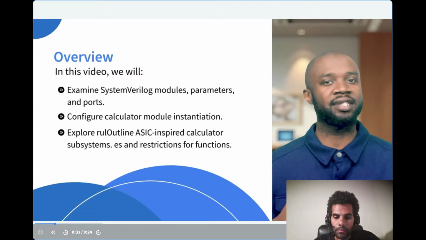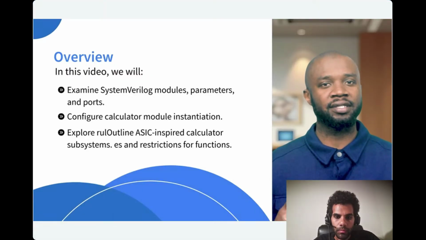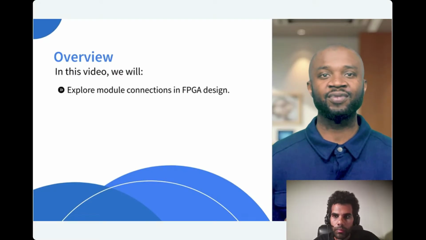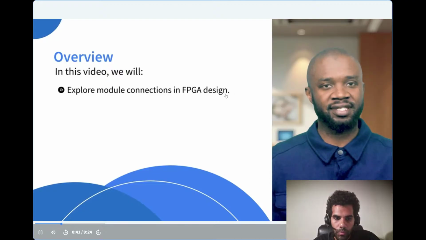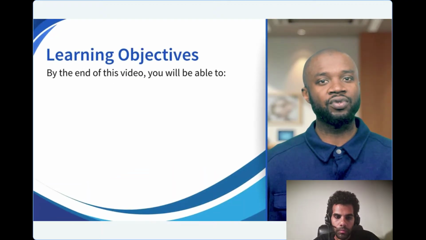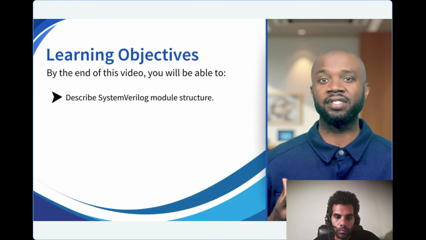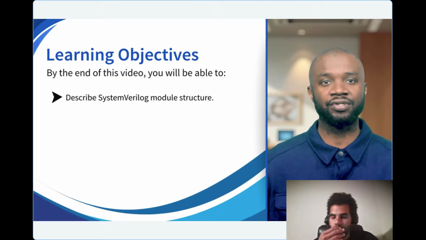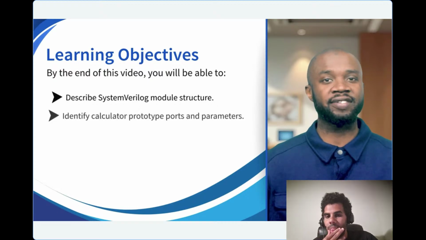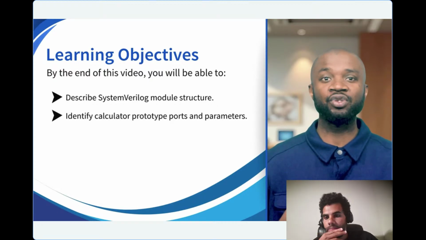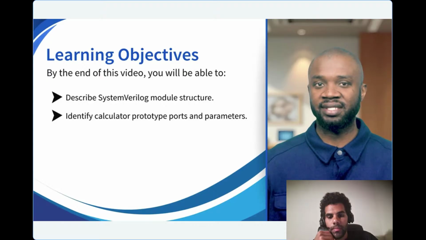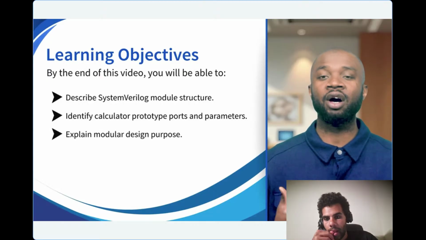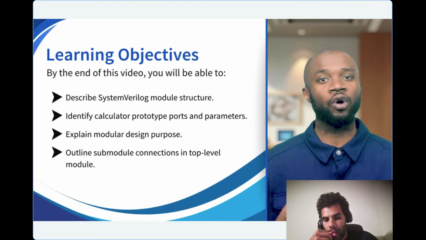Subsystems that make up the ASIC-inspired calculator architecture. Then finally, we will explore how modules are instantiated and connected to form a complete FPGA design. By the end of this video, you will be able to describe the structure of a SystemVerilog module, including the parameters, the ports, and instantiations. You will also be able to identify the key ports and parameters used in our calculator prototype modular design. And finally, explain the purpose of modular design and how submodules connect within a top-level module.